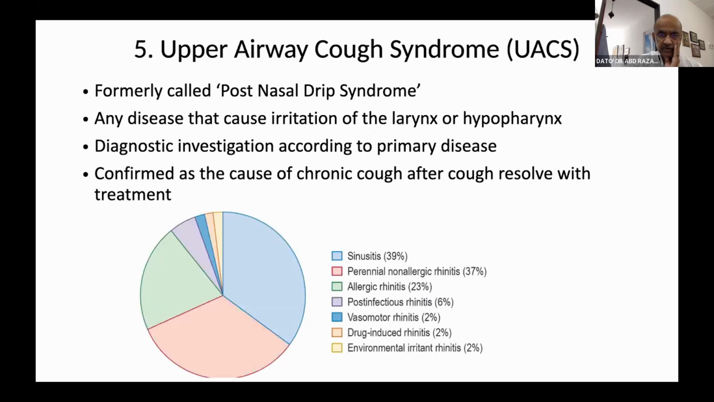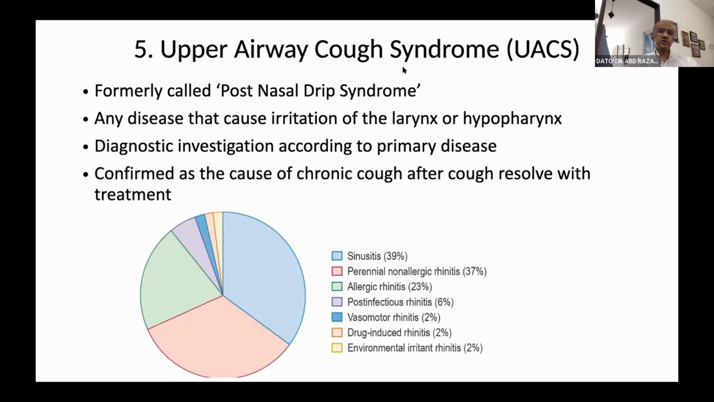The number 5 cause is something new. They call it upper airway cough syndrome. The old name is called post-nasal drip syndrome. These are called UACS. So again, there can be many causes for upper airway cough. It can be sinusitis, early rhinitis, post-infectious sinusitis, drug-induced rhinitis, or due to the environment again. Something triggers the sinus, you tend to cough. Many causes. So post-nasal drip is the old name. The new name is upper airway cough syndrome.